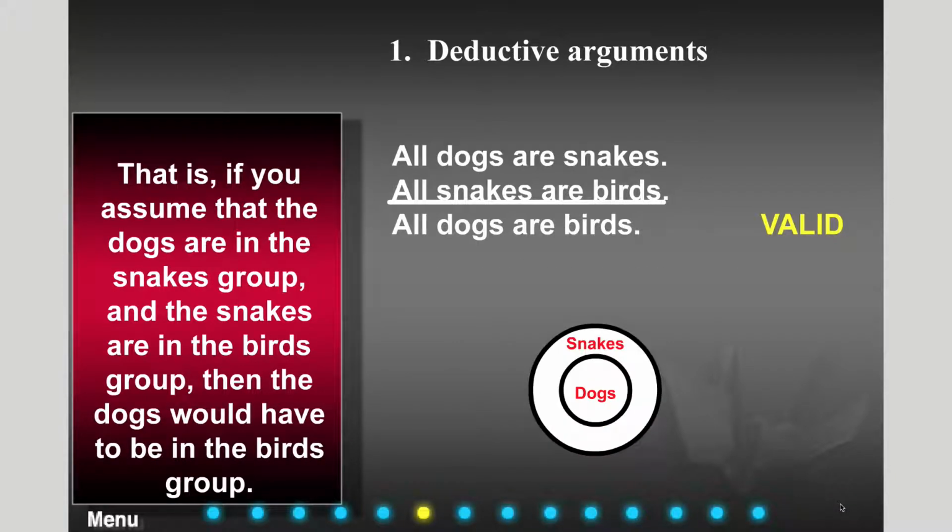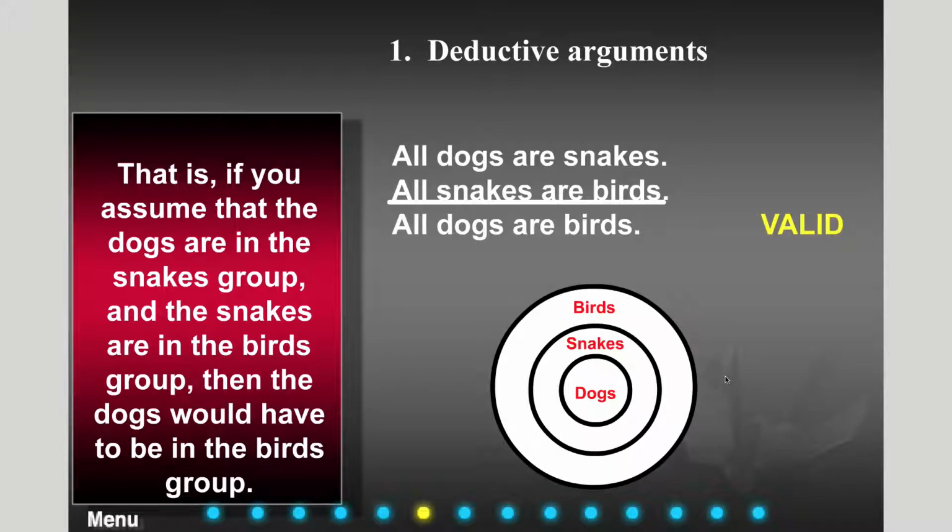Right? That is, if you assume that the dogs are in the snakes group and the snakes are in the birds group, then, and you'll see these circles a lot in the next few minutes, it is necessarily the case that all dogs are birds, right? But again, this is not necessarily true or a sound argument, but it is a valid one.